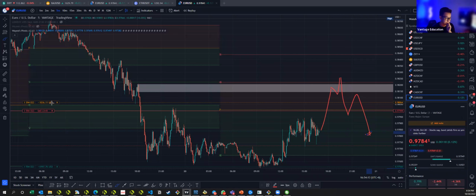That's the idea for euro dollar. Are there any other questions regarding pivot points?